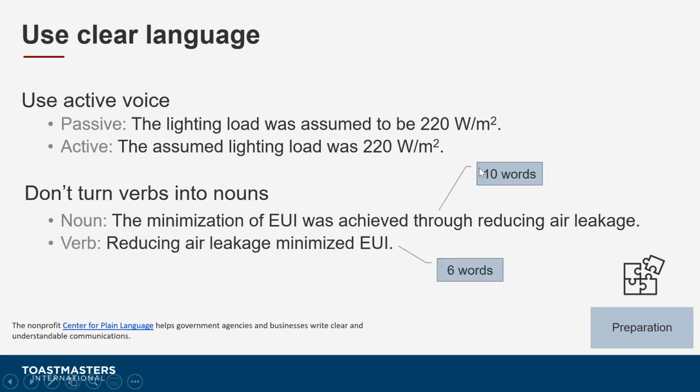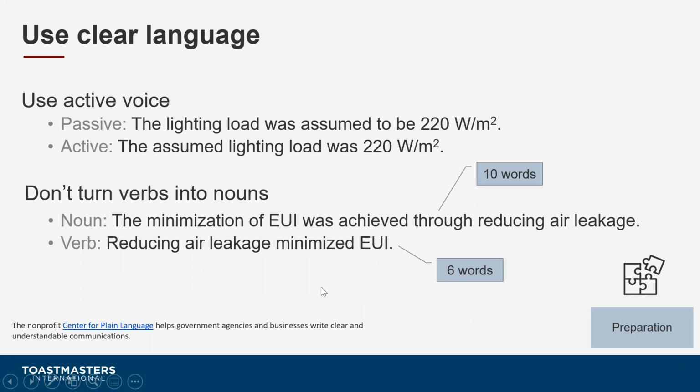So instead of 10 words in that first one, we only use 6 words in the second one. Again, when you're telling your story out loud and you're not reading it, you have to do a lot of mental gymnastics to think about what was minimized, what were you minimizing, how you minimized it with that first sentence. But with the second sentence, it was very clear. Reducing air leakage, minimize EUI. And that's only 6 words.